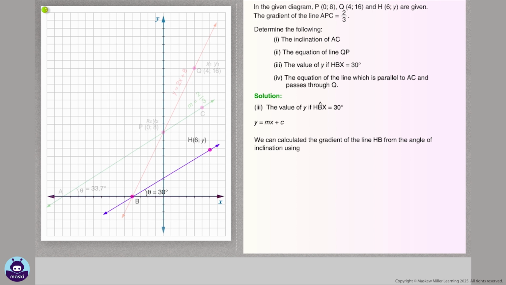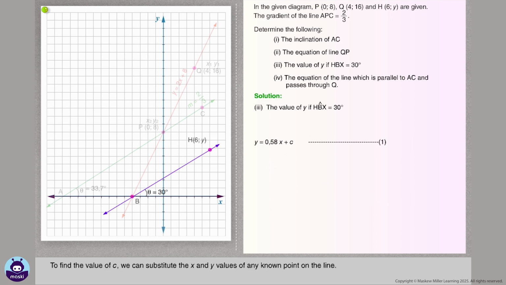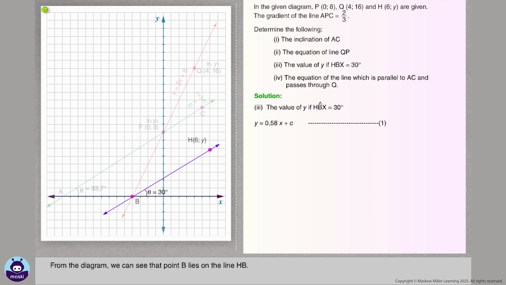We can calculate the gradient of the line HB from the angle of inclination using m equals tan theta equals tan 30 degrees equals 0,58. Substituting the value of m in the equation of the line, we get y is equal to 0,58x plus c. To find the value of c, we can substitute the x and y values of any known point on the line. From the diagram, we can see that point B lies on the line HB. Also note that B lies on the line PQ. We deduced the equation of the line PQ, y is equal to 2x plus 8, previously.